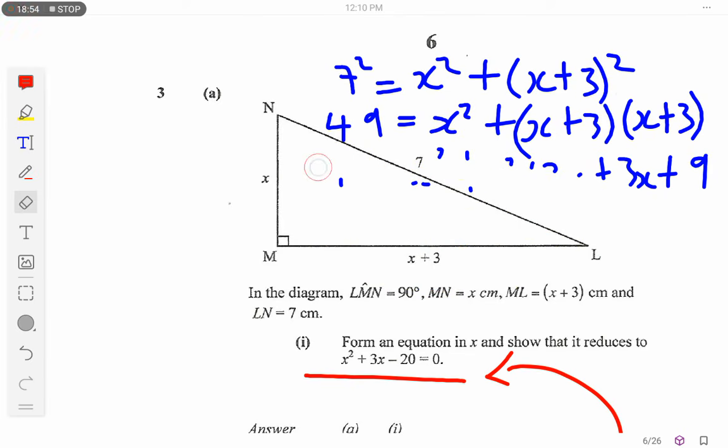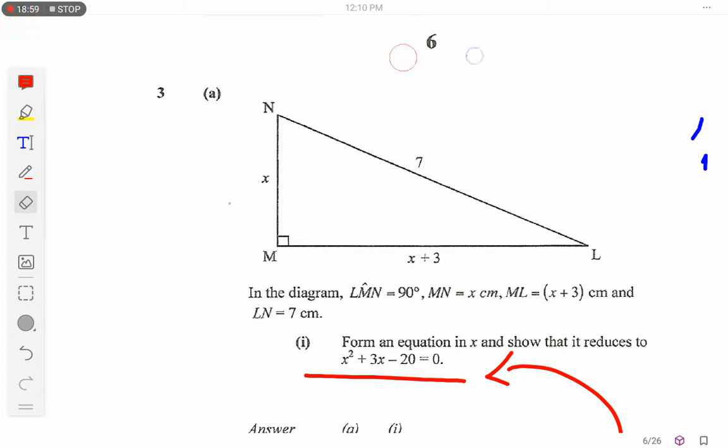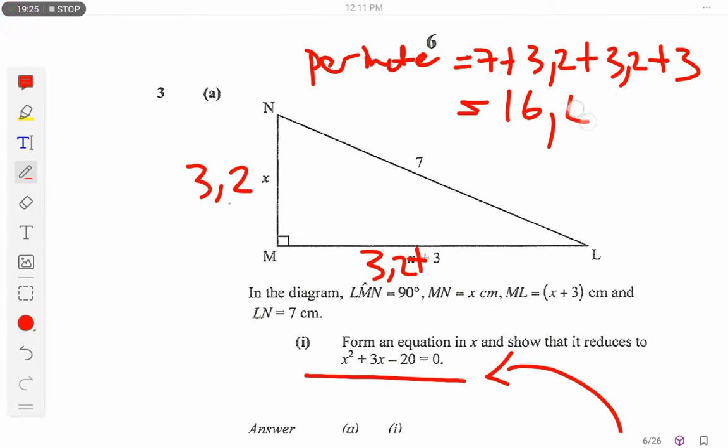So our perimeter is going to be, for every x value, we are putting 3.2. So this is going to be 3.2. Here it's going to be 3.2 plus 3. So our perimeter is equal to 7 plus 3.2 plus 3.2 plus 3. So the perimeter is equal to 16.4 centimeters. That's our perimeter there.